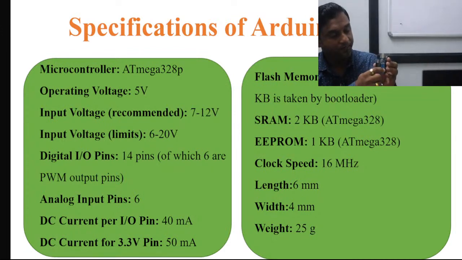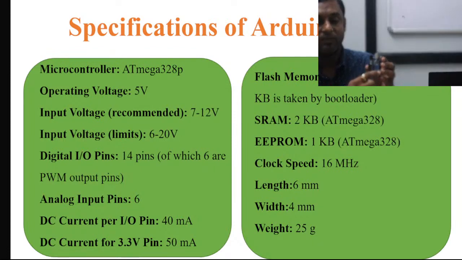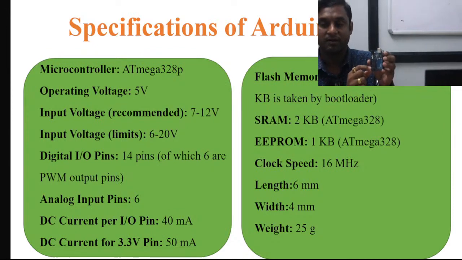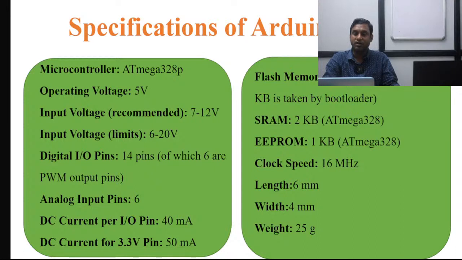Here in this digital output pin, you can get 40 milliampere of current. Similarly, on the 3.3 volt pin, we get 50 milliampere current. In this Atmega 328, we have 32 kilobytes of flash memory, 2 kilobytes of SRAM, and EEPROM, that means electrically erasable programmable read only memory, of 1 kilobyte. It operates at a clock speed of 16 megahertz, which equals the frequency generated by the crystal oscillator. Its length is 6 millimeter, width is 4 millimeter and weight is 25 gram only.